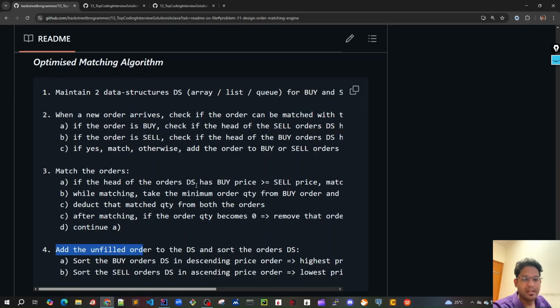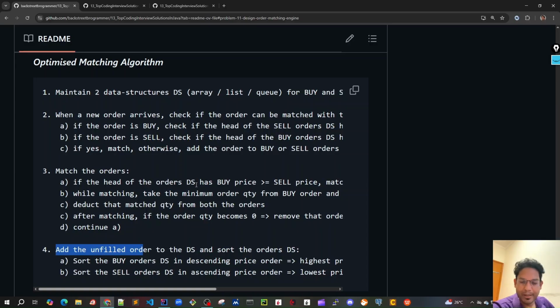So again, let's revise this. Suppose I have received a buy order. Immediately I will check whether this buy order, without adding it to our buy order data structure, the linked list, can be matched with the opposite side sell orders. If it is matched, then it's all good. We create the matching, and then we just remove those sell orders which are matched from the sell side order data structure.